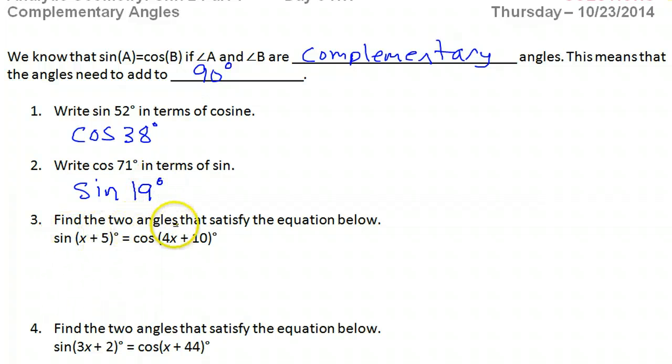Okay, find the two angles that satisfy the equation below. Well here they're using this rule that I've just been showing you. The sine of one angle is equal to the cosine of the other angle. But again, that's only true if the angles are complementary. Okay, that's only true if the angles add up to 90 degrees. That's the key. So that means these two angles must add up to 90 degrees.